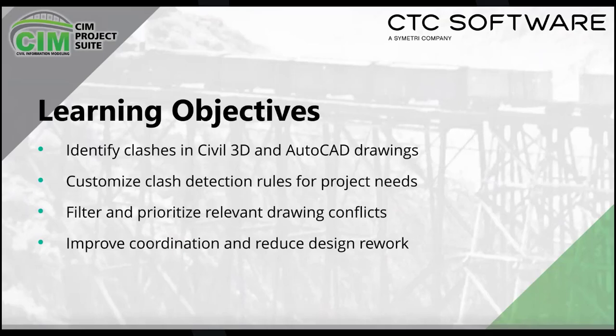Today we're going to show you how we can identify the clashes in Civil 3D, and it can also work in our AutoCAD drawings as well. So we use AutoCAD objects such as lines, blocks, that kind of thing. We'll show you that. We can customize our clash detection rules for project needs. We can filter and prioritize those relevant drawing conflicts, and that should improve the coordination and reduce any design reworks.